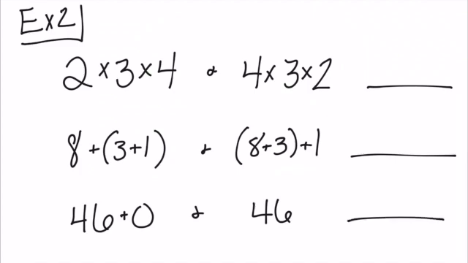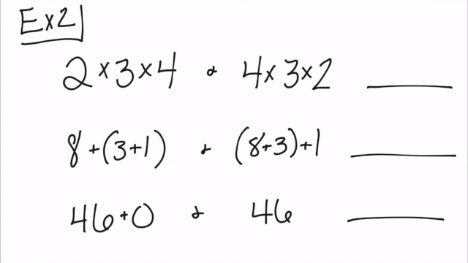So what I want you to do is pause the video, and I want you to write down what property each one of these is. So go ahead and hit pause. When you figure out what property each one of these is, then hit play, see if you're right.